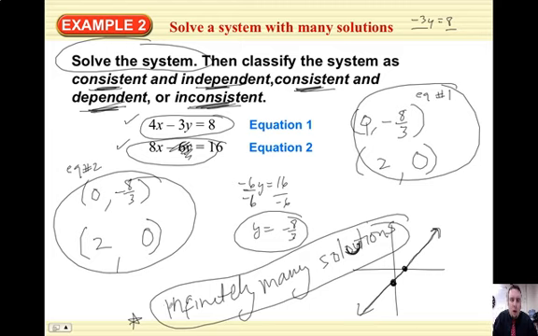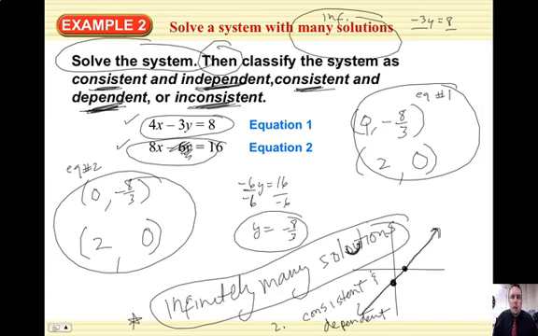Okay, have to say this for part 1. Part 2, then classify the system. So what should it be? Consistent, yes, because it has at least one solution. Now it's either going to be independent or dependent. Well, dependent means there are infinitely many solutions. That's why you have to know your vocab. So you would say infinitely many solutions as part 1 for solving the system. Part 2, you would say it's consistent and dependent. Okay, all right, so there you go. When they're the same exact line, you would say infinitely many solutions.